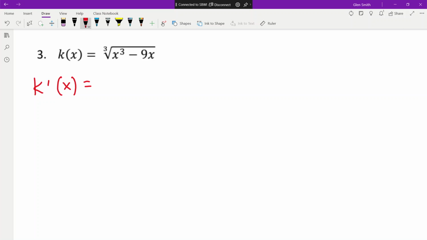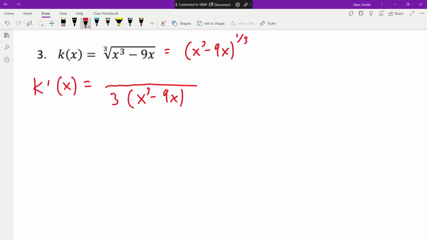So k prime of x, because this is x cubed minus 9x to the 1/3, the derivative of that is 1/3 x cubed minus 9x to the negative 2/3 times the derivative of the inside, which is that. All right, and I need to know where is that 0 and where is it undefined. And that looks like a mess, right? We're not super happy about this. But to find out where k prime is 0, I just need the top to be 0.